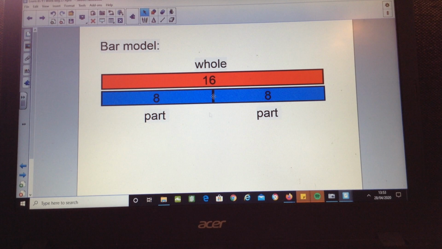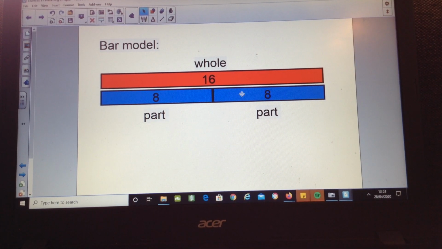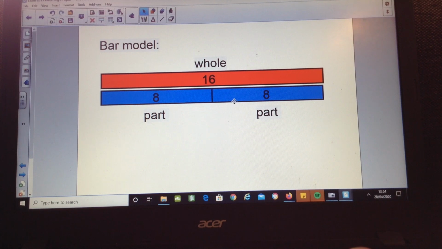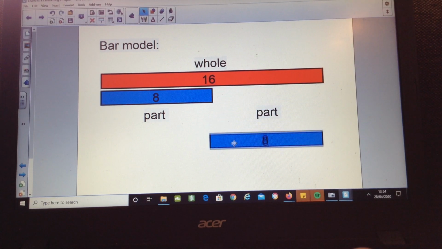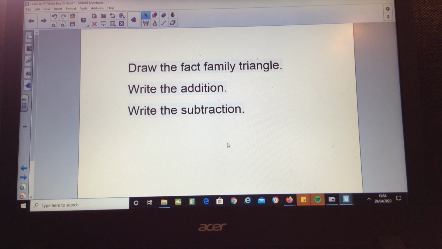Let's look at our 8 add 8 again. 8 plus 8 equals 16, our part, whole bar model. So if 8 add 8 is 16, what is 16 take away 8? It's 8, of course. And what else do we notice? Well, that line there, it's down the middle, isn't it? Half of 16 is 8. 8 add 8 is 16, and half of 16 is 8. Getting lots of number facts in there, aren't we? So what I want you to do now is draw the fact family triangle. I want you to write the addition all by yourself, and I want you to write the subtraction, and come back to me when you are ready.